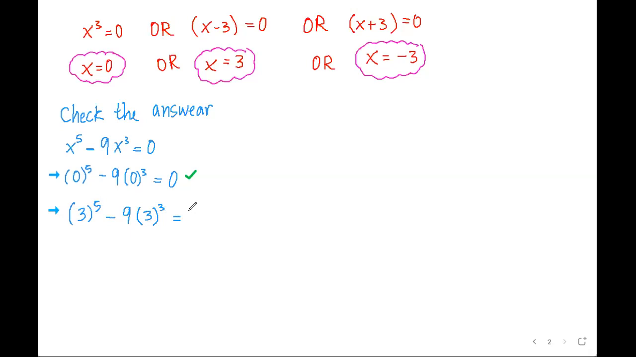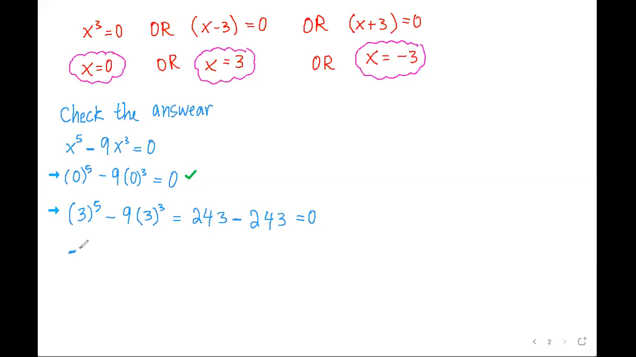What is 3 to the 5? What is 3 to the 5? Exactly, 243. So 243 minus 9 times 3 times 3 times 3 is the same thing, 243, and they give me 0. So the second one is a solution too, and the same thing for x equals minus 3.